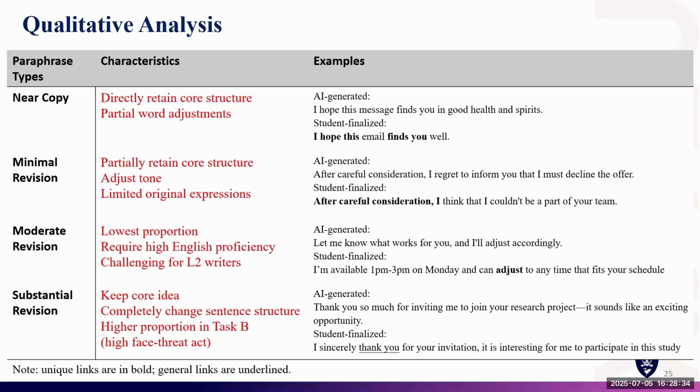And in the moderate revision, it is notable that it has the lowest proportion among all the paraphrase types. The underlying reason may be that moderate revision involves retaining the original logic and also restructuring the sentence or adding some details, which requires higher English proficiency. Since the vast majority of our participants were L2 English speakers, this kind of revision may be challenging for them. And the substantial revision shows that students keep the core idea but completely change the sentence structures.